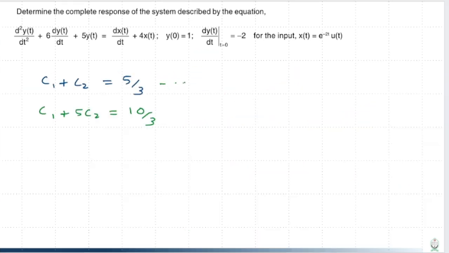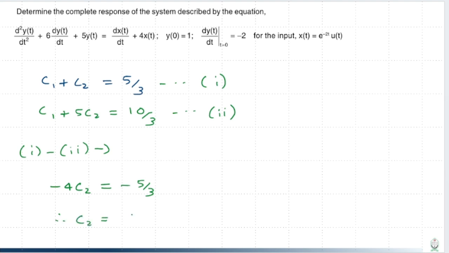We have these two equations at hand, like we have just calculated. By solving these two equations, we will eventually get the values of C1 and C2. And if we plug these values into our main equation, that will give us the total exact response of this differential equation. So let us move further. If we subtract equation 1 from equation 2, that will give us minus 4C2 on the left hand side, and on the right hand side we will get minus 5 by 3. So the value of C2 we are getting is 5 by 12.